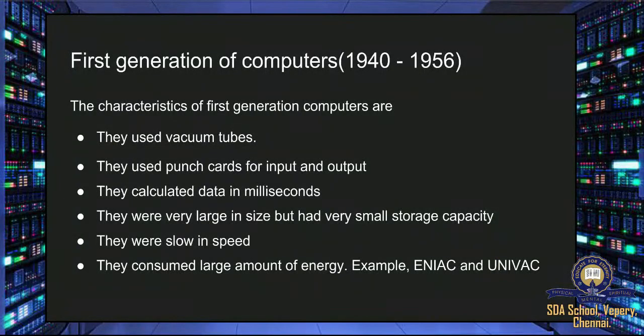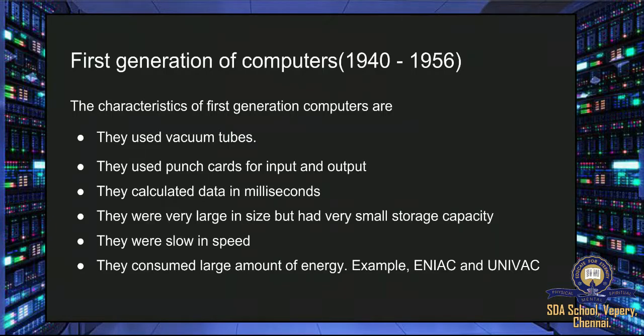The first generation of computers was in between 1940 to 1956. The dates are very important, please take a note of this. The characteristics of the first generation computers are: they used vacuum tubes. The vacuum tubes were used for calculating data in the first generation. You can see the picture of the vacuum tube in the next slide. They used punch cards for input and output devices.